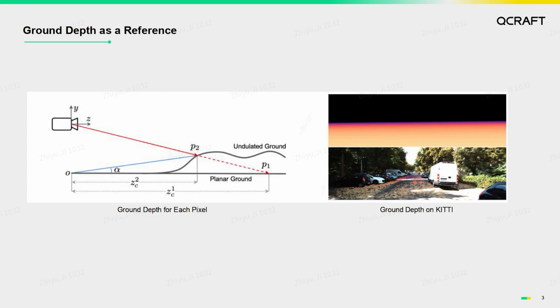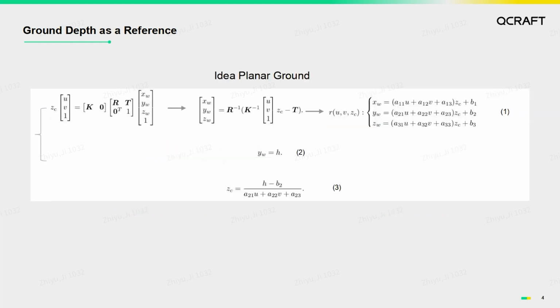In the right figure, the top demonstrates the ground depth calculated from camera parameters. The bottom visualizes the pixels whose ground depth values are sufficiently close to the sparse ground depth values provided by LiDAR. For the ideal planar ground, if the height of the planar ground is known, we can calculate the accurate depth for the ground area in a closed form solution, derived from the pinhole camera model.